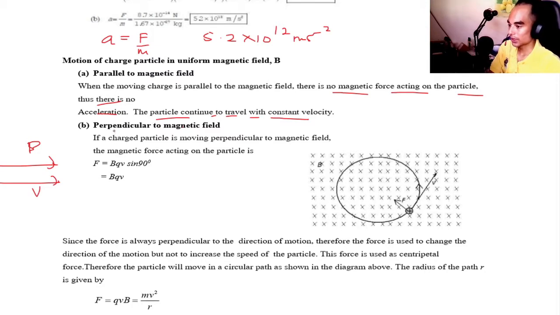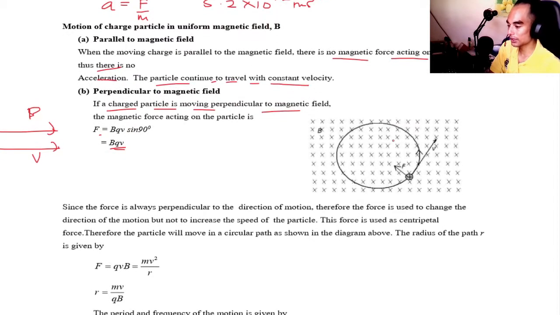If the charged particle is moving perpendicular to the magnetic field, then F equals BQV. Now, since the force is always perpendicular to the direction of motion, the force is used to change the direction of motion but not to increase the speed of the particle. The force acts as centripetal force, therefore the particle moves in a circular path, as shown in the diagram above.